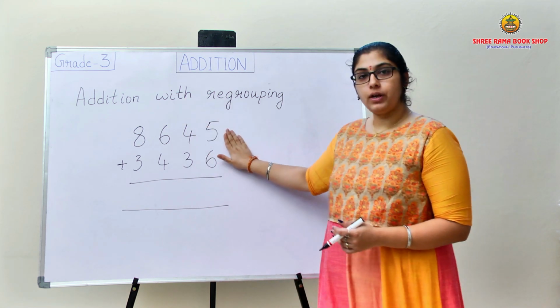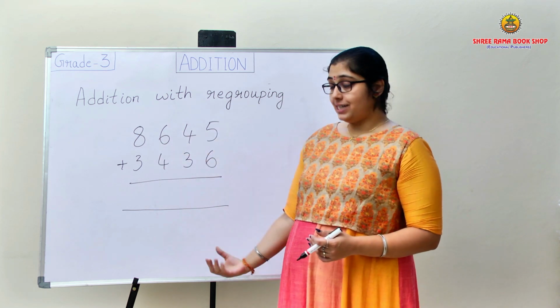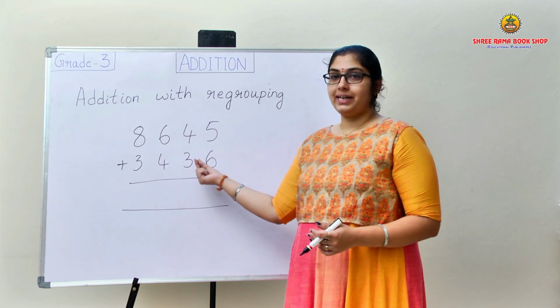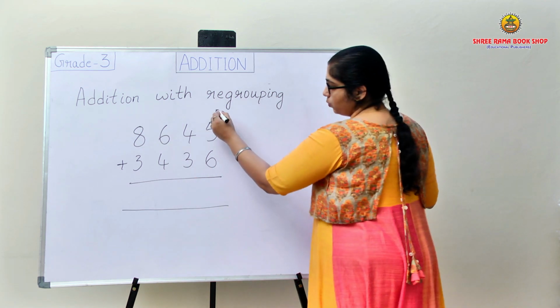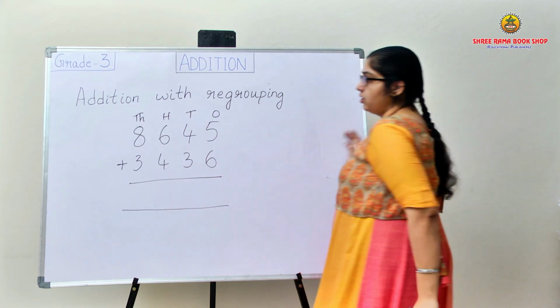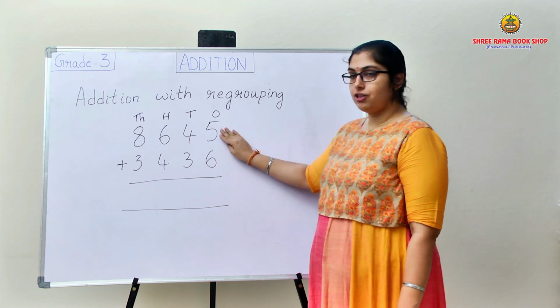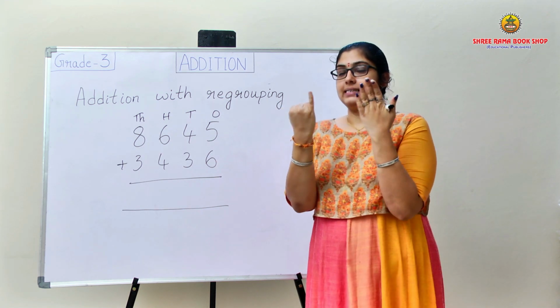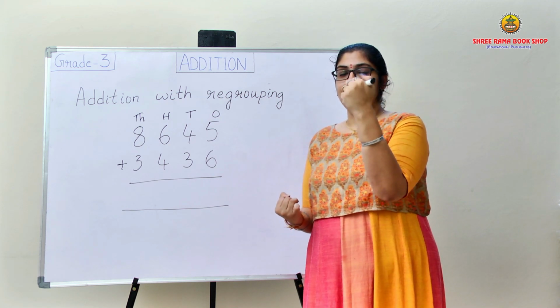First I have 2 numbers on the board, that is 8645, which is added to the number 3436. First I will write the place values: ones, then tens, then hundreds, then thousands. So I take the ones place first. 5 in the mind, 6 on fingers. After 5, 6, 7, 8, 9, 10, 11.